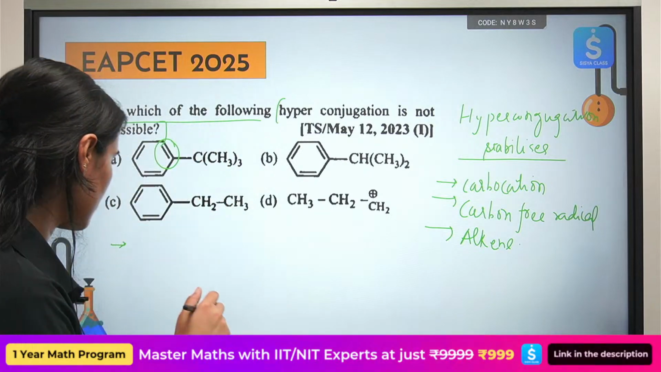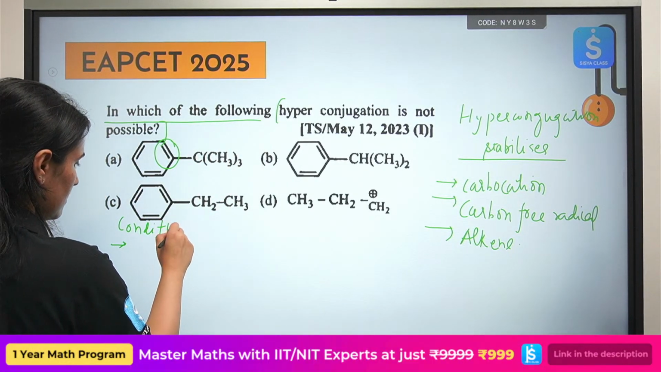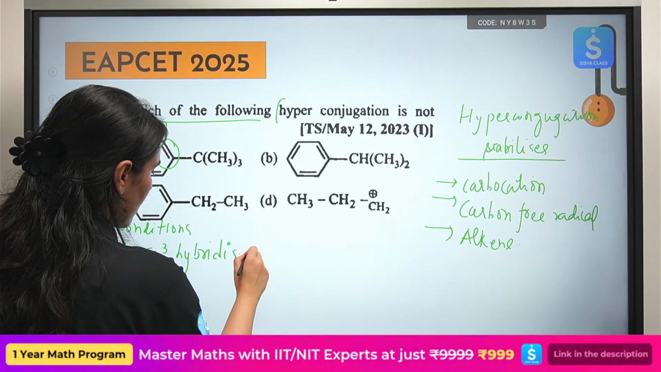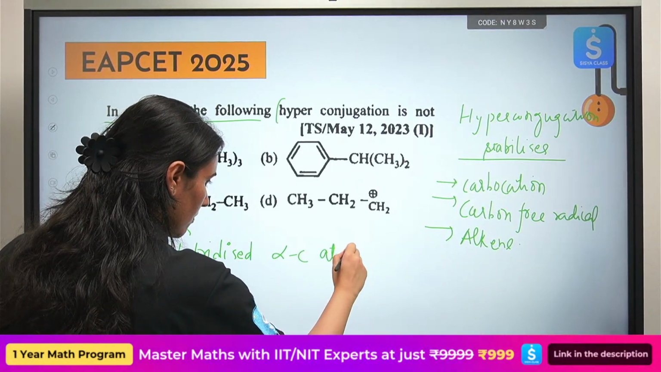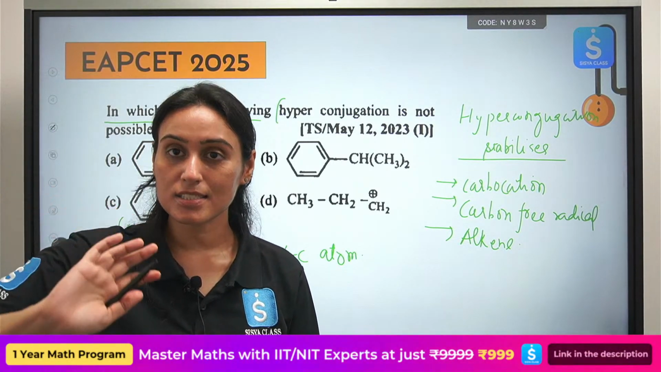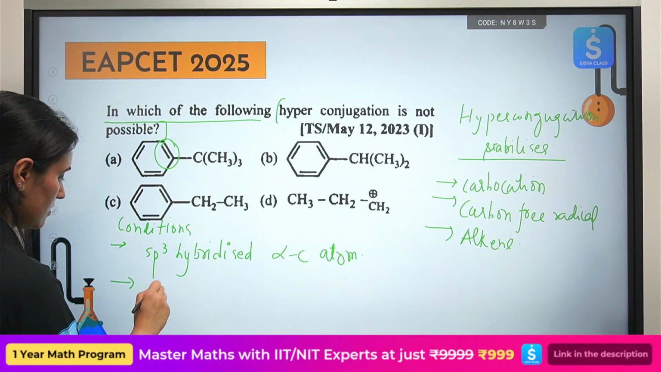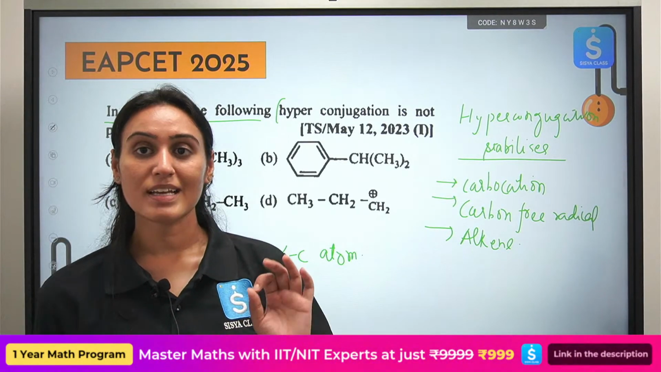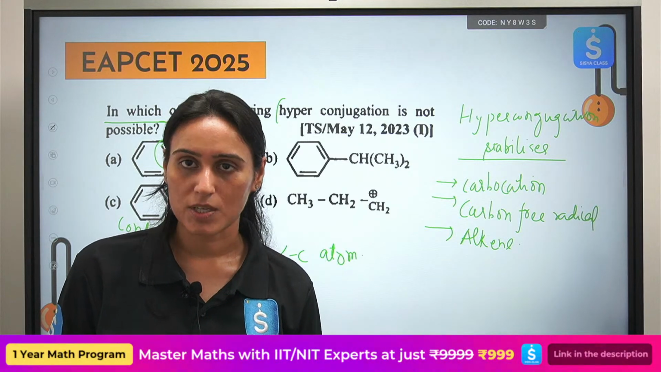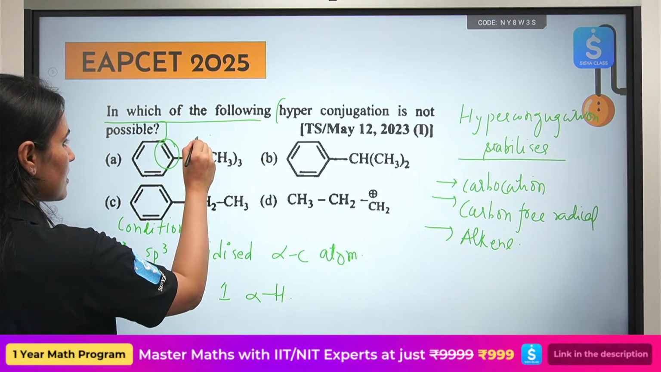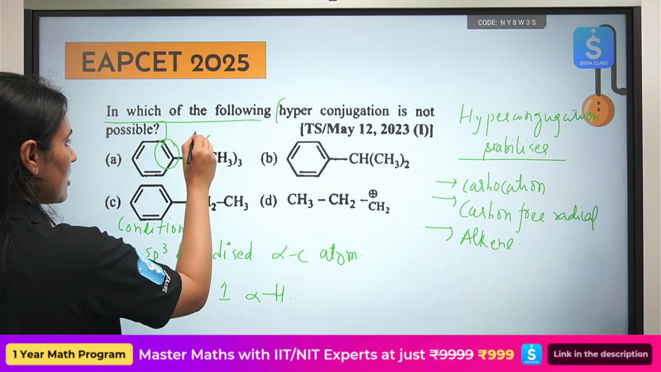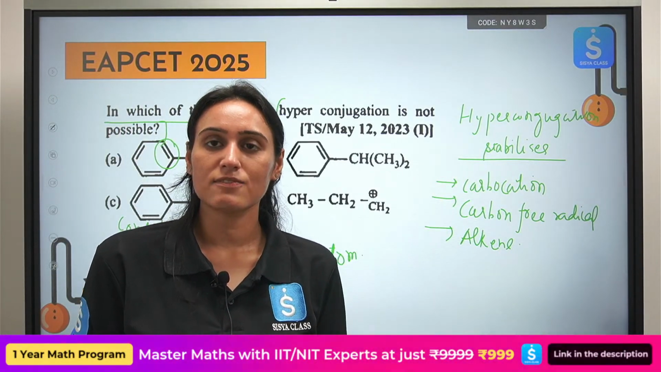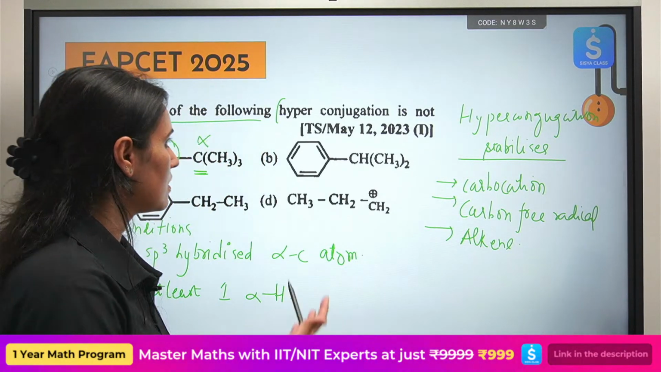I will write down the conditions. sp3 hybridized alpha carbon atom. Great. And in addition to that, at least one alpha hydrogen. If you see these two conditions are followed, then only you will say yes, hyperconjugation is possible. Okay. So in this case, we have alkene system. This will become our alpha carbon atom. Do we see any alpha hydrogen attached to it? This carbon is alpha carbon atom. It is attached to 3 methyl groups. I don't see any alpha hydrogen. Will it show hyperconjugation? No. So this is our correct answer.